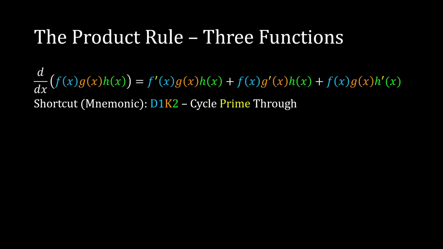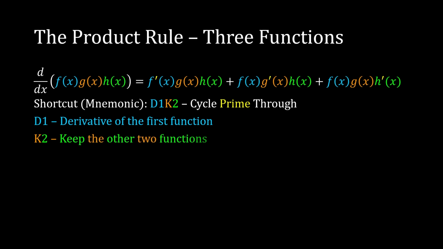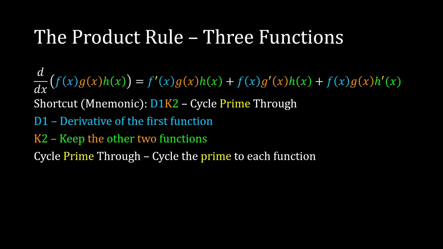I call it d1k2 cycle prime through. What this means is start with the derivative of the first function, d1, and keep the other two functions, k2. Then cycle through the derivatives for all three functions. For each term, you move the prime to the next function in the sequence. You can see the prime in yellow being moved each term.